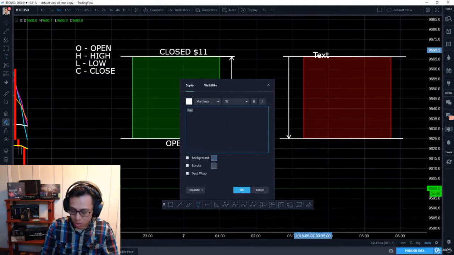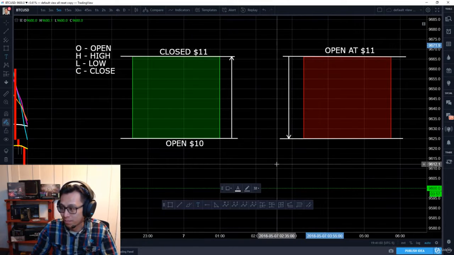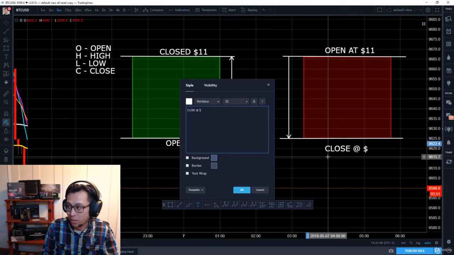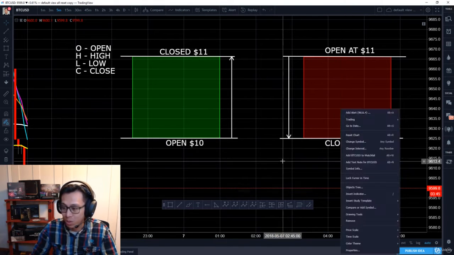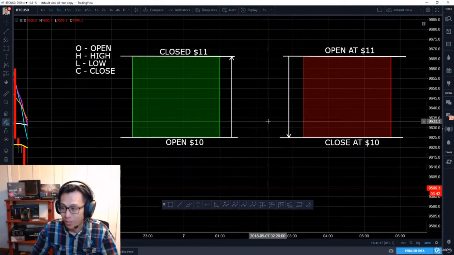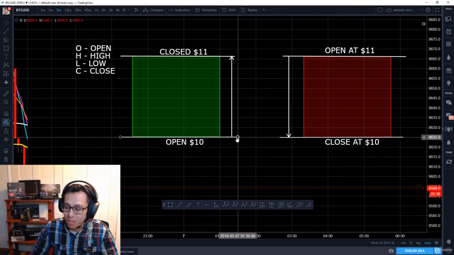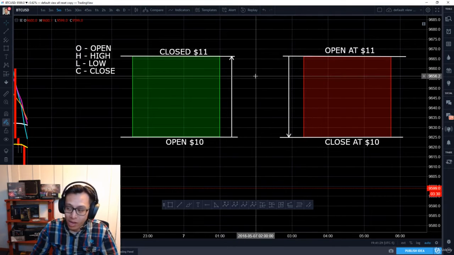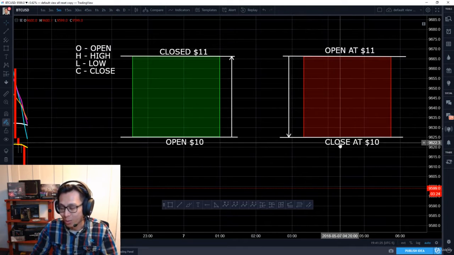So if this one here was the open at $11, where do you guys think the close would be? Yeah, if you said this was the close at $10 right here, okay? So yes, this would be the close at $10. Once again, when we have a candle that opens at $10 and closes at $11, it means that it went from the bottom to the top. Now, if you have a candle that is red and was downtrending, then you would see the open at $11 and the close at $10.